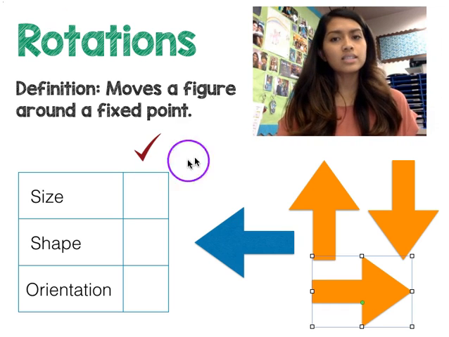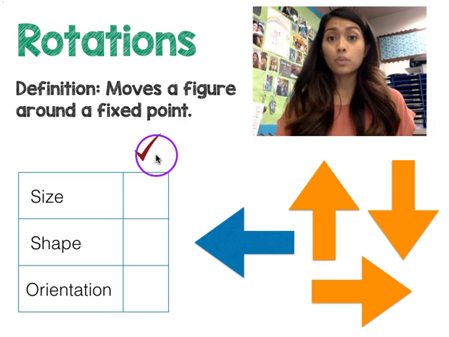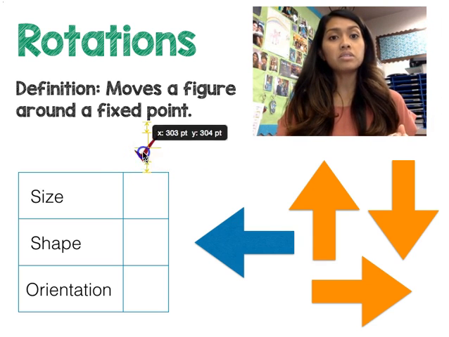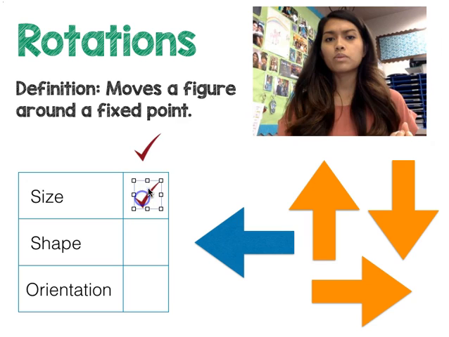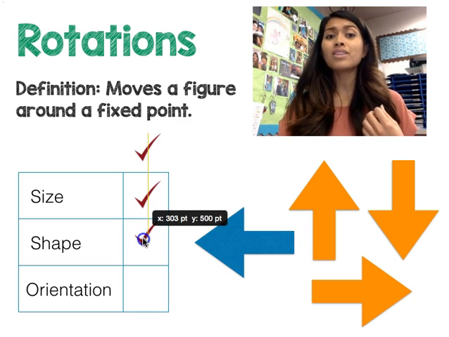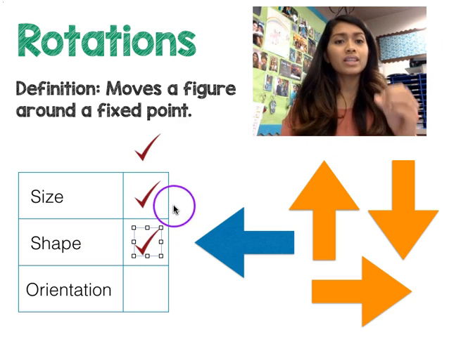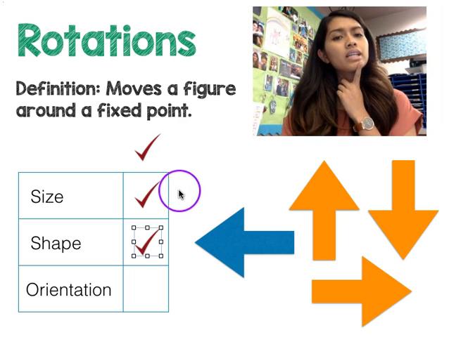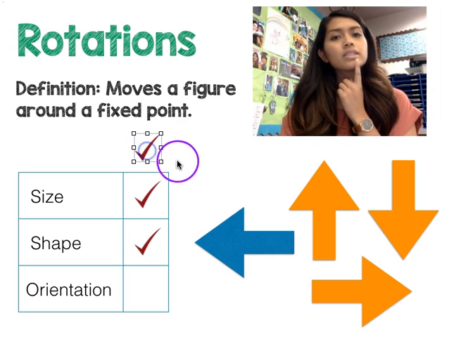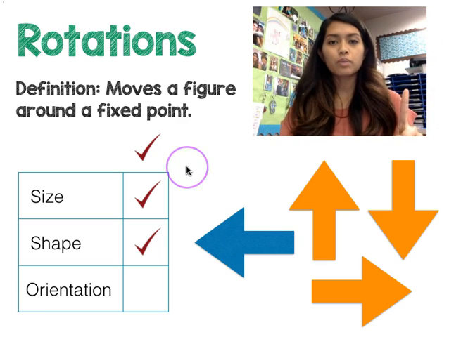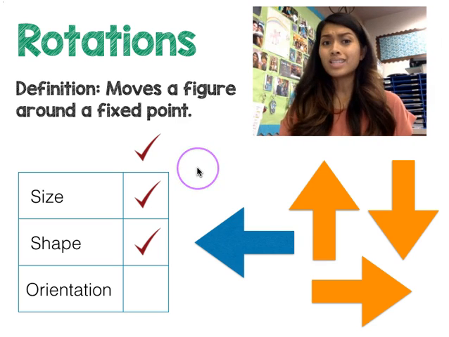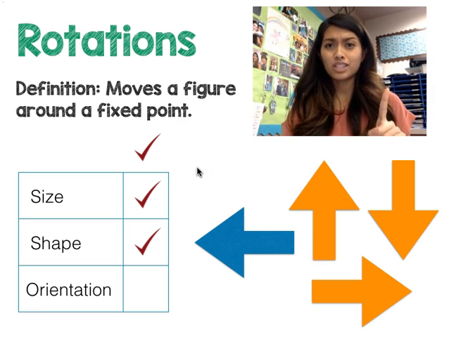So let's discuss again what happened. Well, did it retain the same size? Check. Did it retain the same shape? Yeah, again, they're still all arrows. Okay, and next, did it retain the same orientation? No, because they are pointing in all different directions. So no, it does not preserve orientation.